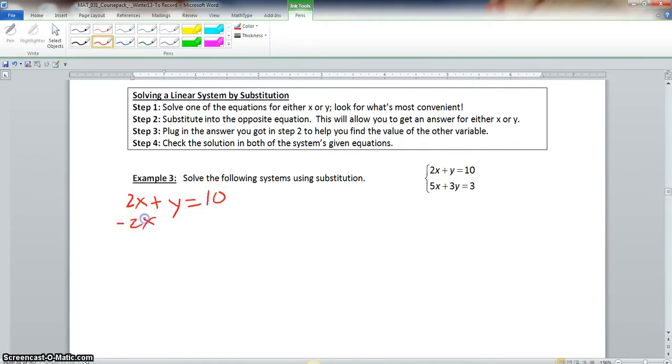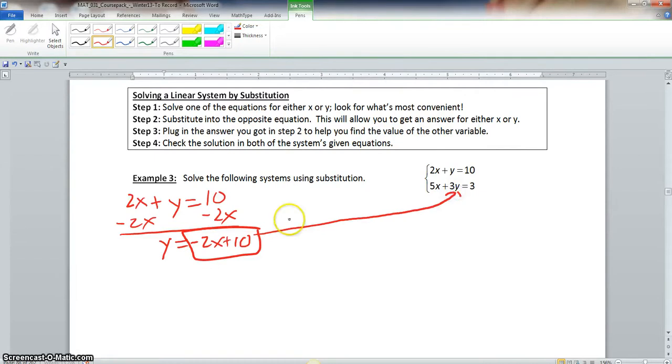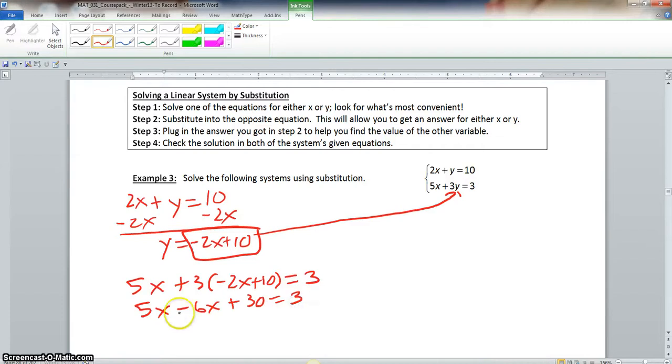So I would subtract 2x on both sides. 2x minus 2x is 0. We have y is equal to negative 2x plus 10. So we're going to take this value here for y, and we're going to substitute this into this second equation. So we will have 5x plus 3 times negative 2x plus 10 is equal to 3. So we have 5x minus 6x plus 30 is equal to 3. 5x minus 6x is a negative x plus 30 equals 3.